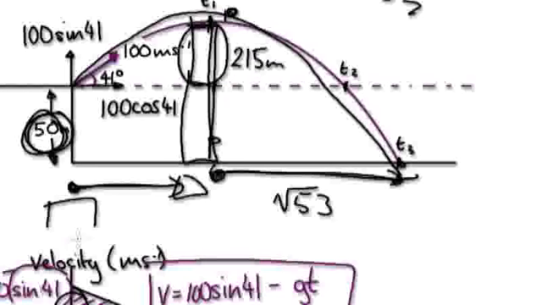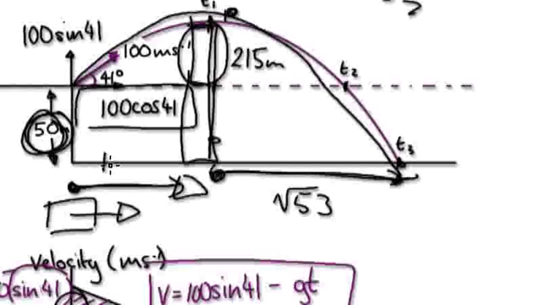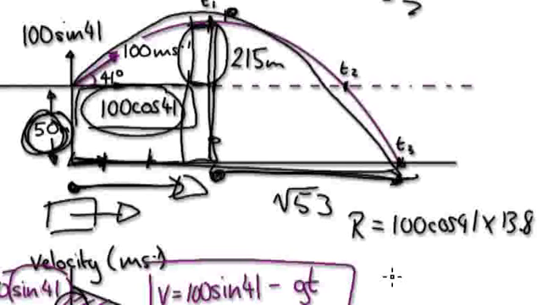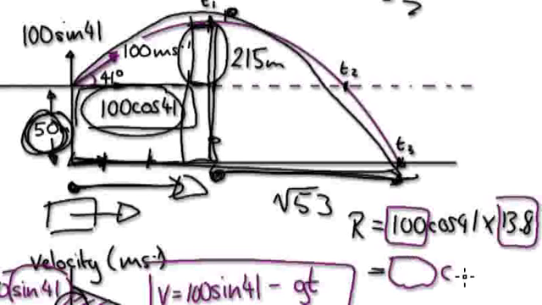Now imagine your dad sitting in a car, driving at this velocity. If it's 1 second, he would have travelled this far. 2 seconds, it would be this. 3, well, basically, get the total flight time, times it by this. So range equals 100 cos 41 times 13.8. Then just get this times this, and then it would be cos 41.